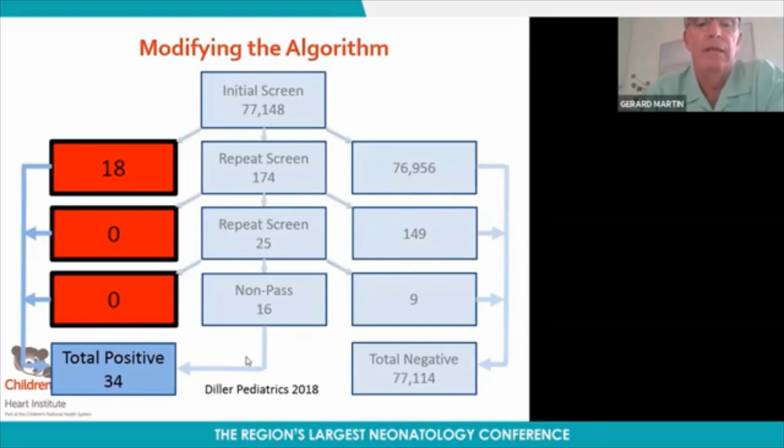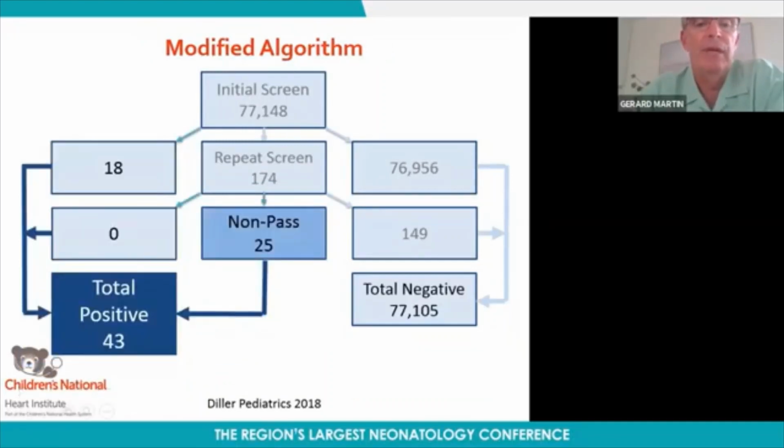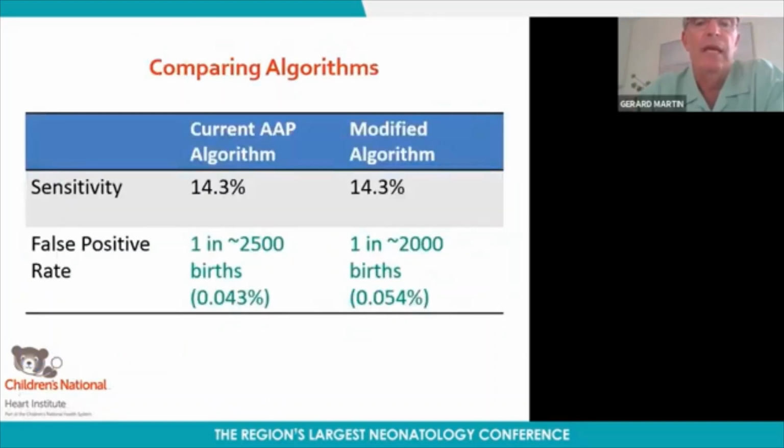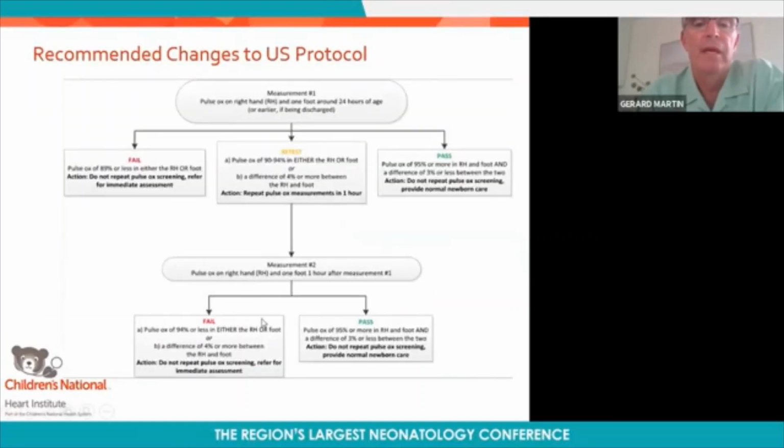The other way of looking at this is that with the original algorithm, there were 34 total positive babies. And by eliminating that repeat screen, that went to a total positive of 43. And again, sensitivity didn't change, but the false positive rate went up from 0.04 to 0.05. And that's where we have now come up with this algorithm with only the original screen and only one retest.